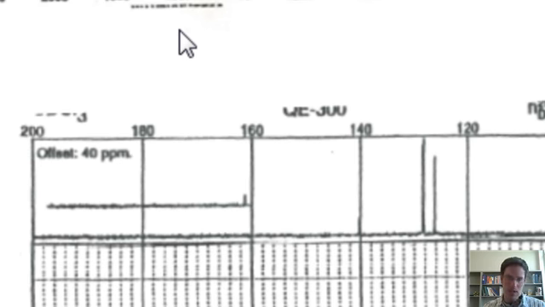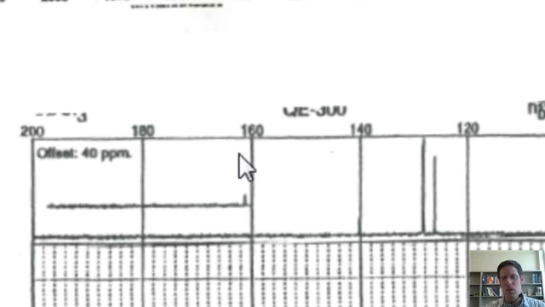Next step, I look at the carbon NMR. Because I have a carbonyl, I look at the carbon NMR to figure out where that carbonyl carbon shows up. Now you'll notice that this says offset 40 ppm right here. That means that this signal right here, which is the carbonyl carbon signal, is appearing 40 ppm to the left of about 160. So it's showing up above 200.